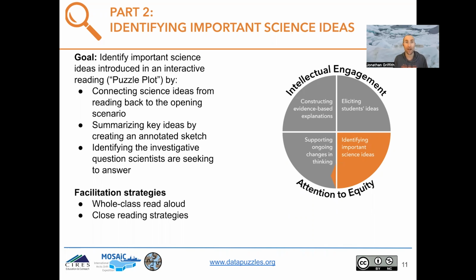And so we're going to do this by helping students connect science ideas from the reading back to the opening scenario. We'll have students summarize key ideas by creating an annotated sketch, which will function as their de facto initial model. And then we'll have students identify and then make a prediction for an investigative question that's presented in the reading. Teachers have facilitated this practice in a couple of different ways.